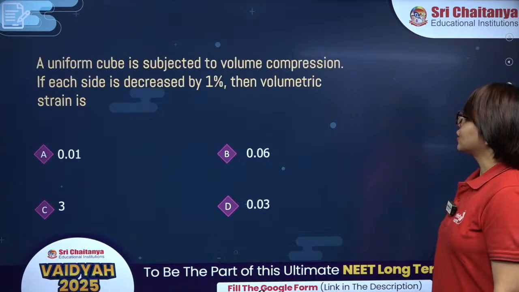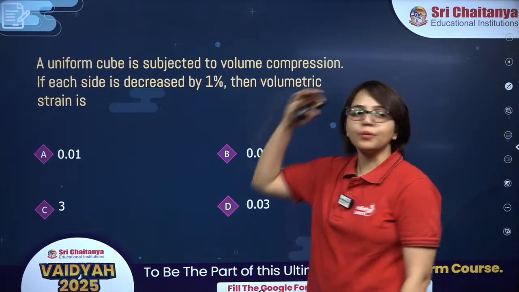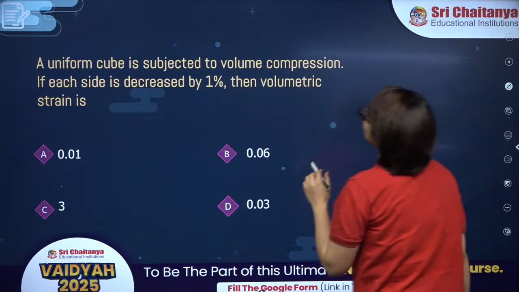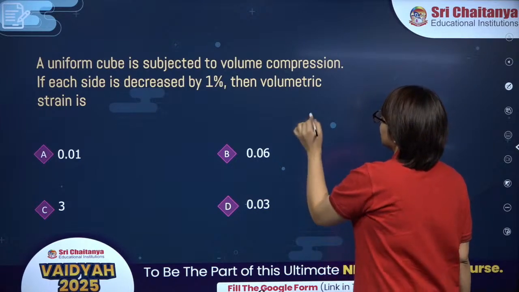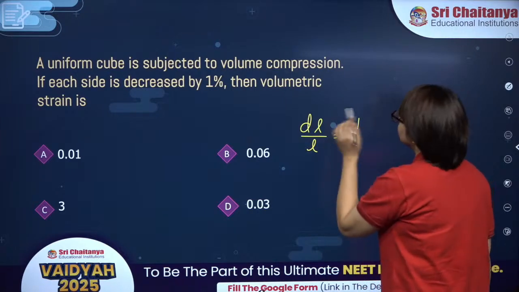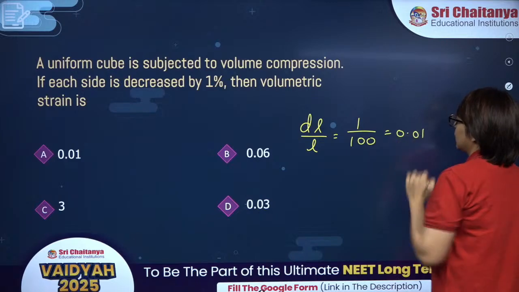Let's move on to the next one. This is from mechanical properties of solids. A uniform cube is subjected to a volume compression. If each side is decreased by 1%, that is dL upon L is 1 by 100, which is 0.01.